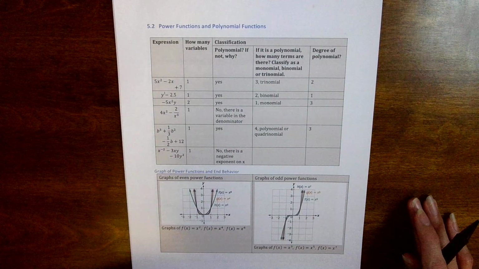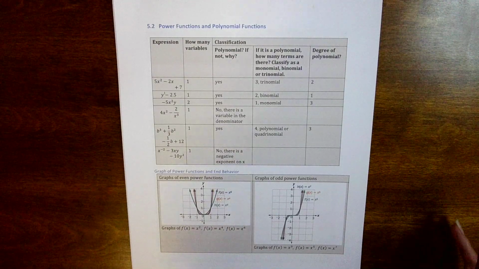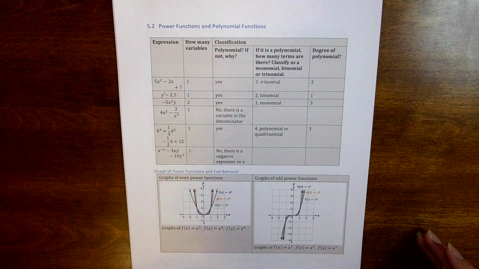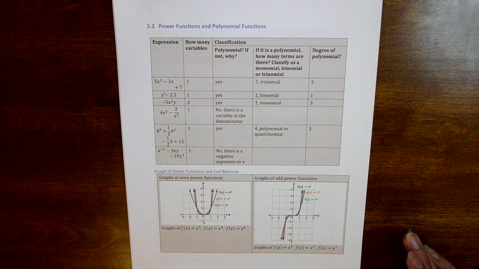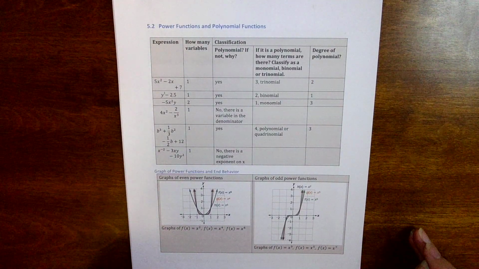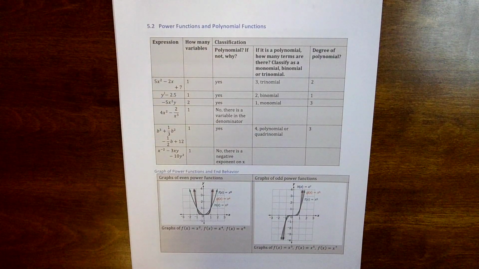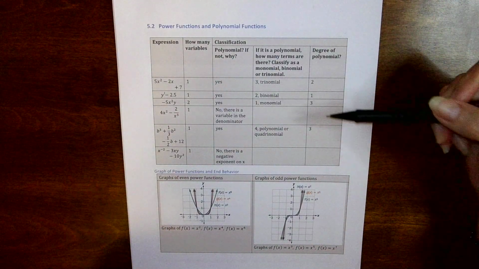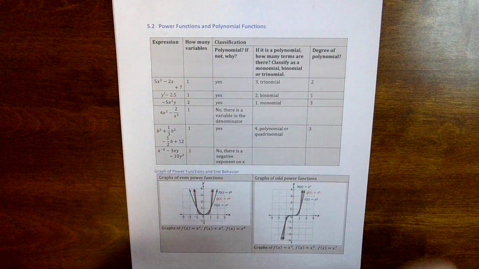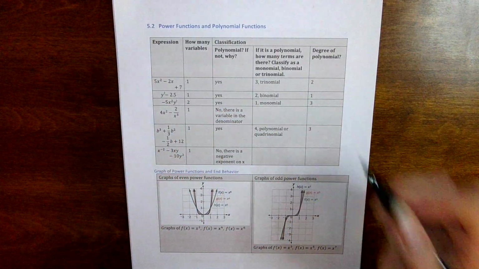Minus 5x squared times y. How many variables does it have? It has x and y, so 2 variables. Is it a polynomial? Yes. How many terms are there? Just 1 term. And we call it a monomial, mono meaning 1. What's the degree of the polynomial? Well, this is 2 and this is 1, so 2 plus 1 gives me 3.